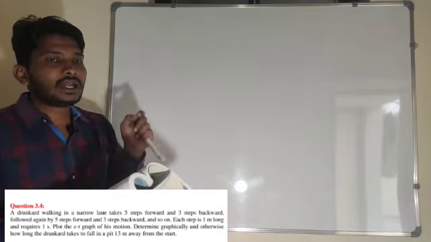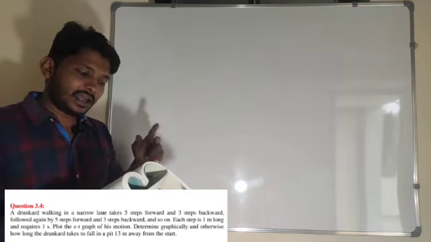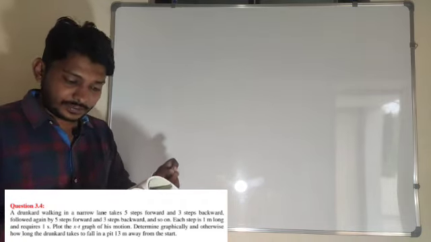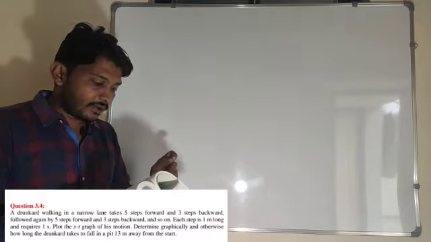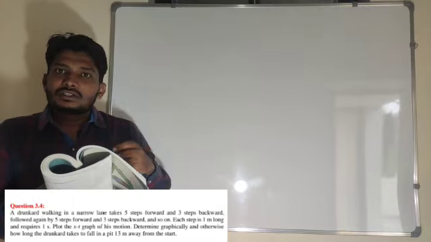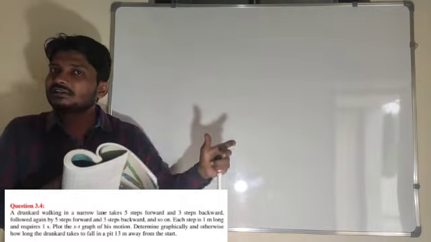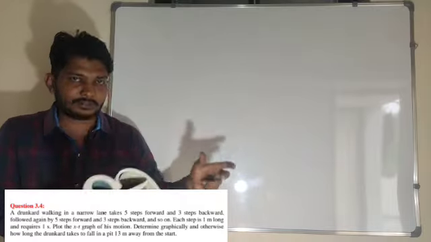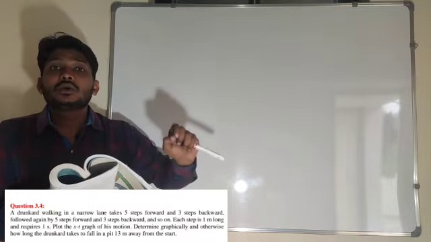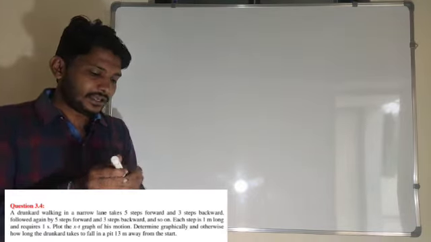What do I have to do? I have to draw the position-time graph for his motion. Determine graphically and otherwise how long the drunkard takes to fall in a pit 13 meters away from the start. So the drunkard starts from one point. He has to travel a total of 13 meters. After traveling that 13 meter distance, he falls into a pit. Pit means a hole is there. He will fall into that hole. So how much time will he take to fall into that pit? I need to determine that.